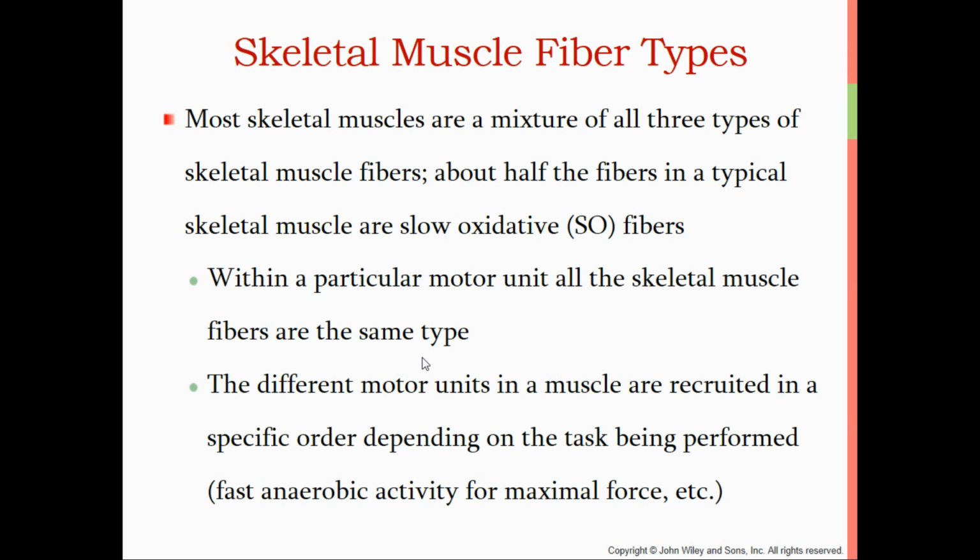Different motor units in a muscle are recruited in a specific order depending on the task being performed. So if you are sprinting, your body is going to call on your fast twitch muscles. If you are running a long distance event or doing something over a prolonged period of time, your body is going to call on its slow twitch red.